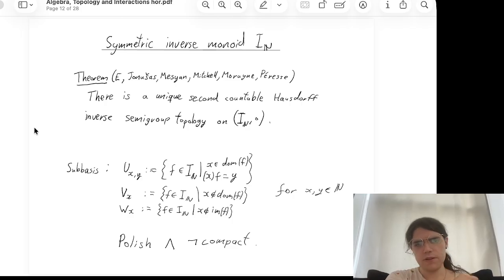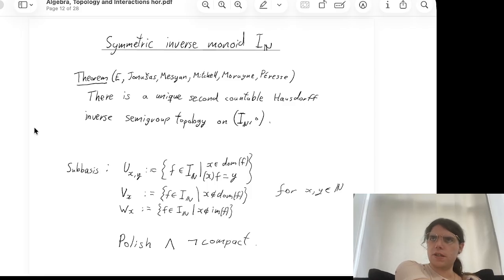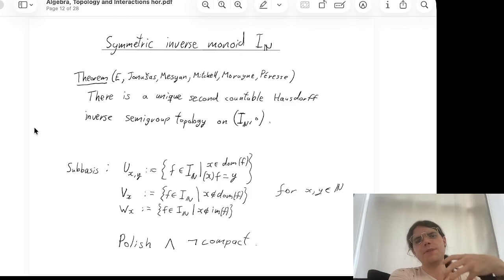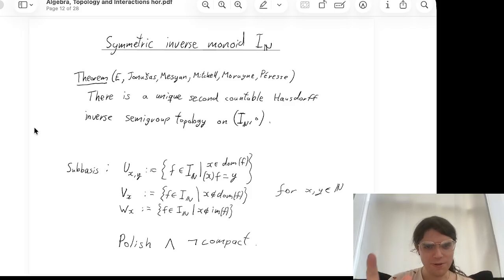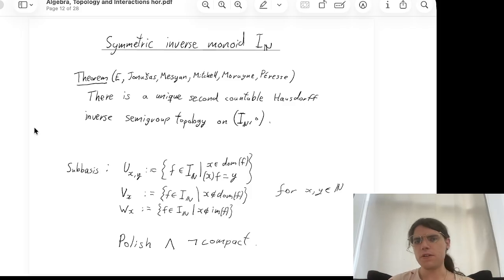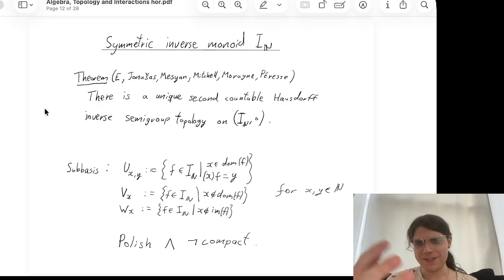A lot of people like to consider the symmetric inverse monoid with a different topology, which is a compact topology, but that topology does not have jointly continuous multiplication. So it's not a topological inverse semigroup with that topology, but it does have a lot of nice properties. So it should be noticed that there are arguments that can be made that this isn't the best topology for IN, but it is the only second countable Hausdorff inverse semigroup topology. So I think that's a pretty good argument that this is potentially the best topology, but I guess it depends on your framework. Maybe you care about compactness more than joint continuity. I like joint continuity, so this is my favorite one on IN.